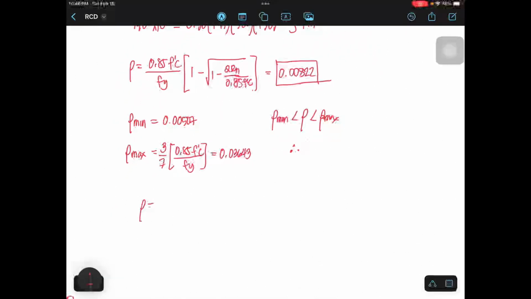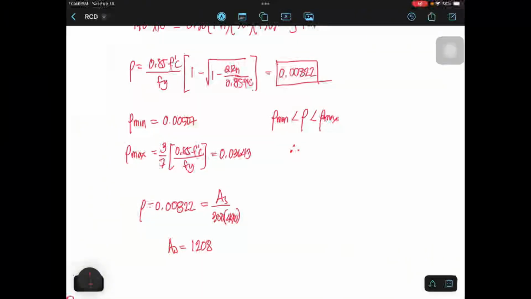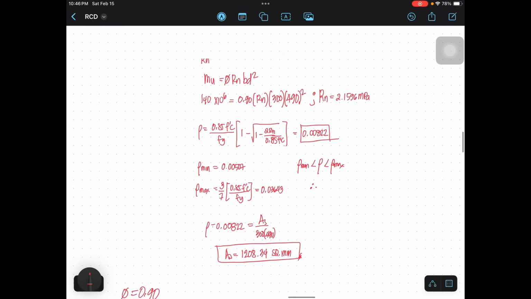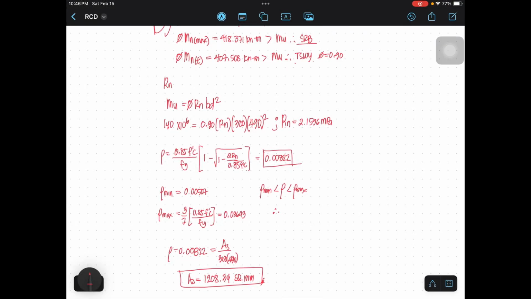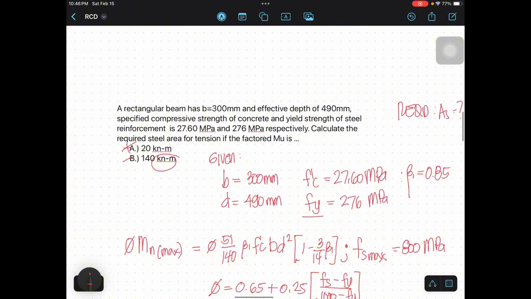Okay, so area natin is 0.00822 times the dimension of 300 times 490. So yung AS natin ay 1,208.34 square millimeter. Okay, so ganun lang mag-compute ng required steel area using these parameters.